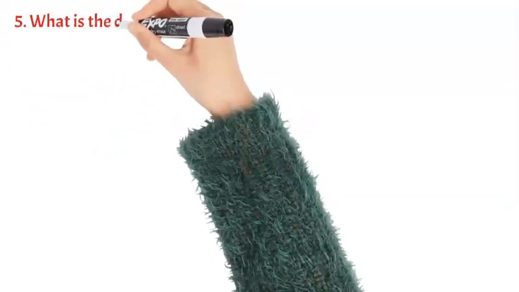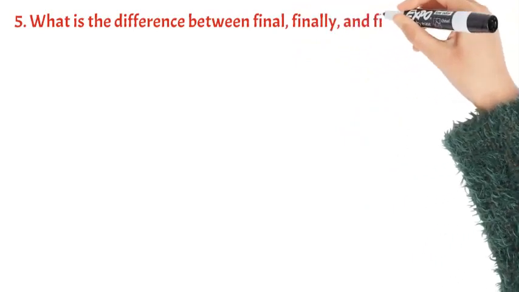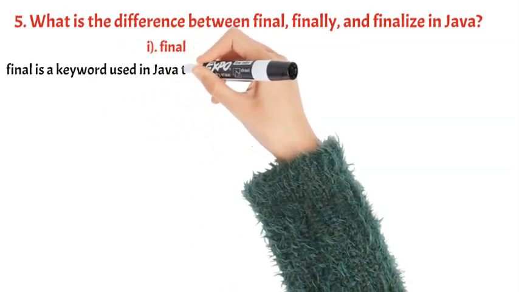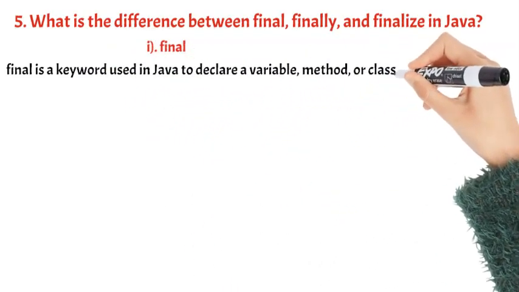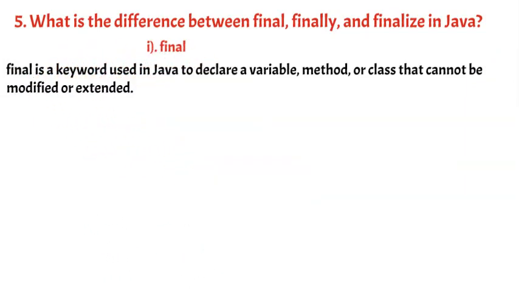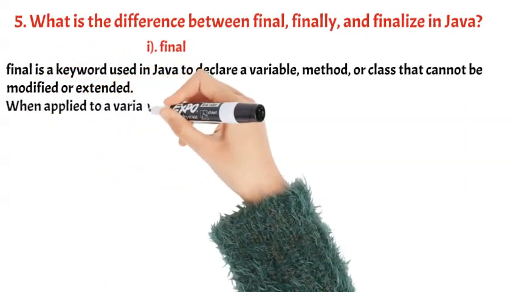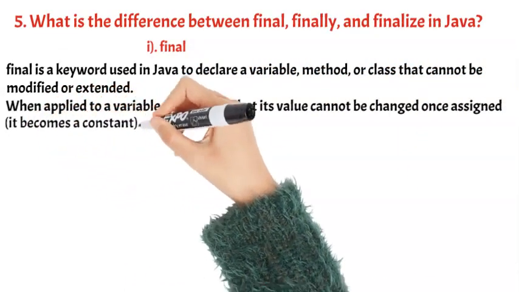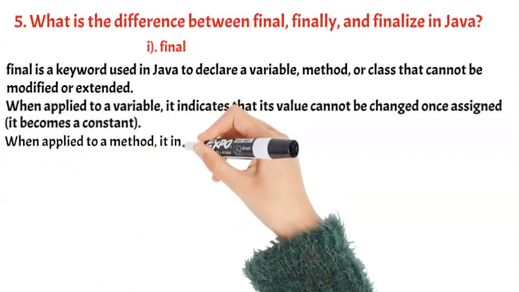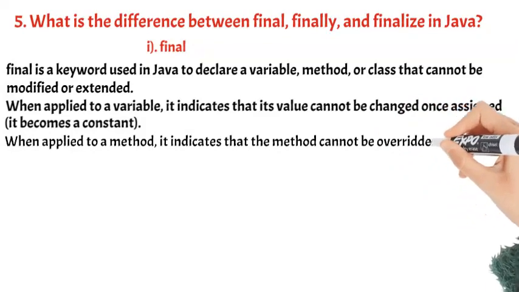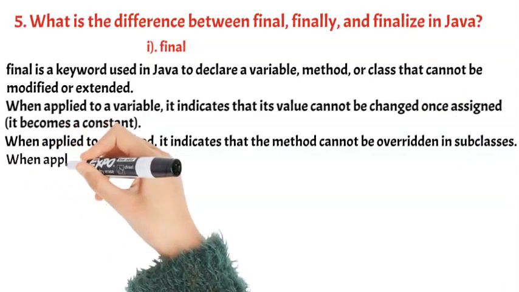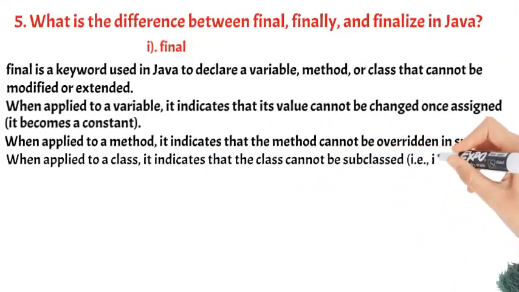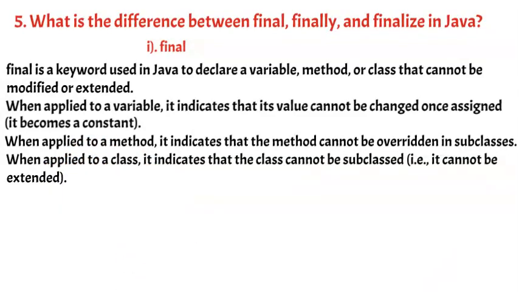5. What is the difference between final, finally, and finalize in Java? 1. Final. Final is a keyword used in Java to declare a variable, method, or class that cannot be modified or extended. When applied to a variable, it indicates that its value cannot be changed once assigned. It becomes a constant. When applied to a method, it indicates that the method cannot be overridden in subclasses. When applied to a class, it indicates that the class cannot be subclassed. It cannot be extended.